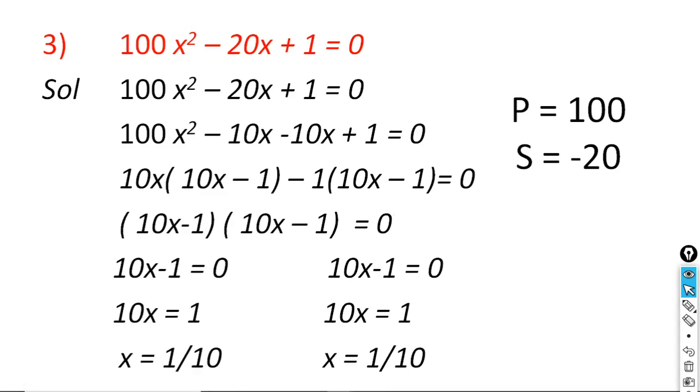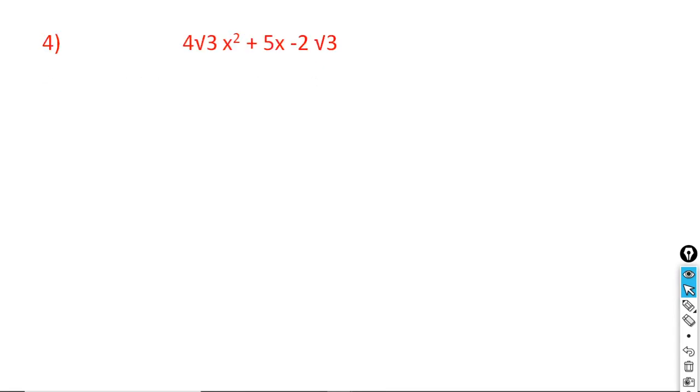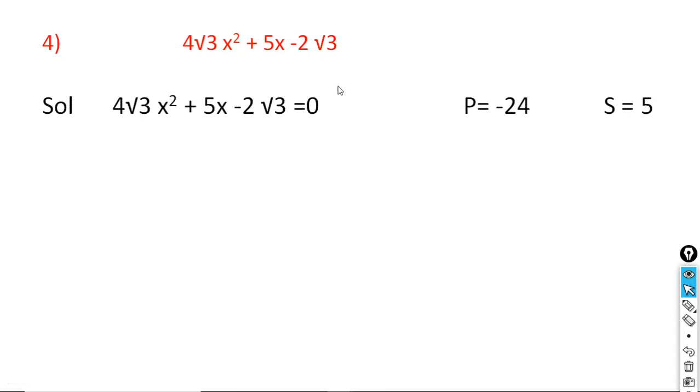So in the previous question and this question, the two roots we obtained are repeated roots. The roots are the same. Now in this problem we have 4√3x² + 5x − 2√3 = 0. This is the equation given to you.